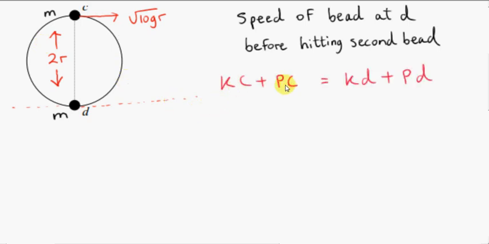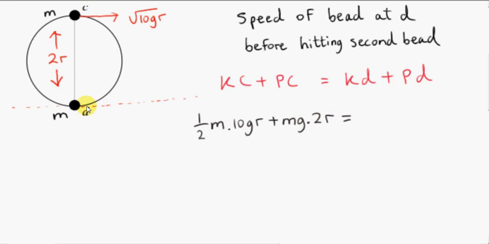So let's get the total energy of the bead at point C. Well, what's its kinetic energy? It's a half its mass m times its speed squared. If we square the speed, we get 10 gr. Straightforward. What's its potential energy at point C? Our reference level now will be where BD is. The height of the bead above this reference level is 2r. So we multiply the mass of the bead times g times the height above the reference level.